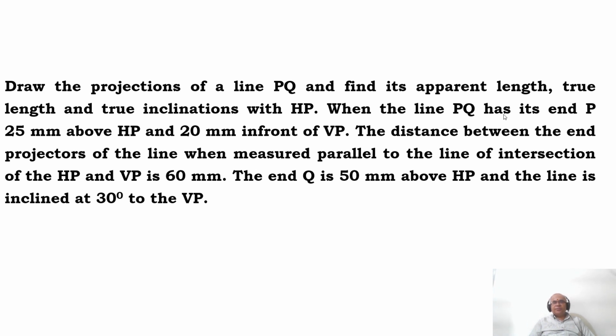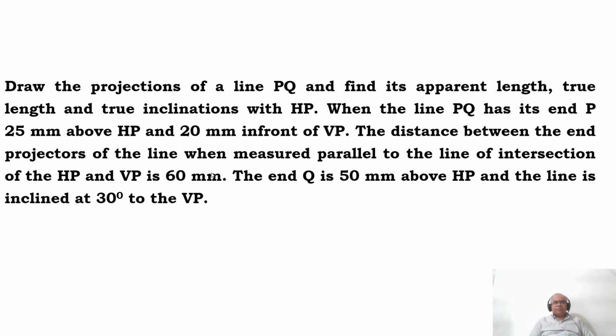The line PQ has its end P 25 mm above HP and 20 mm in front of VP. The distance between the end projectors of the line when measured parallel to the line of intersection of the HP and VP is 60 mm. The end Q is 50 mm above HP and the line is inclined at 30 degrees to the VP. So what he has given is one end of the line, which is 25 mm above HP and 20 mm in front of VP.